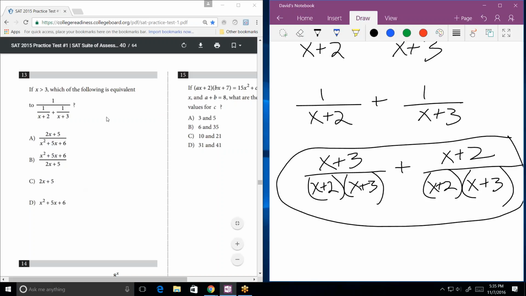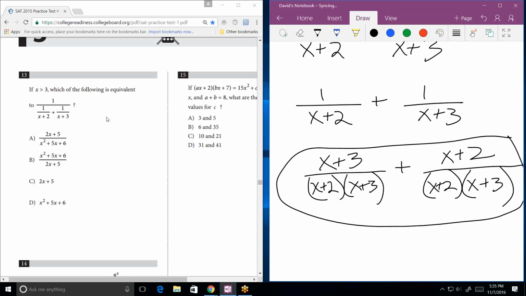Now, they said one other thing here: if x is greater than 3. Why did they say that? Is it just another thing to confuse? I didn't need any conditions on x. Notice what x cannot be. x cannot be minus 2. x can also not be minus 3.